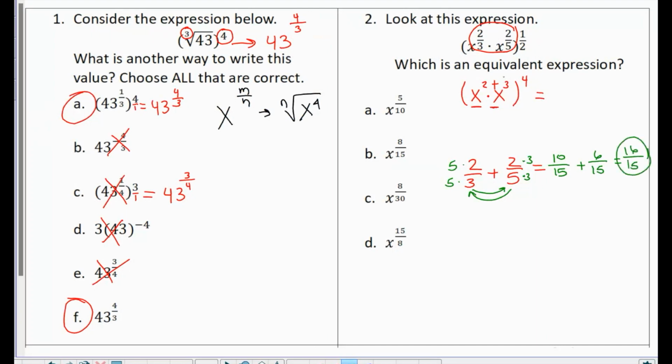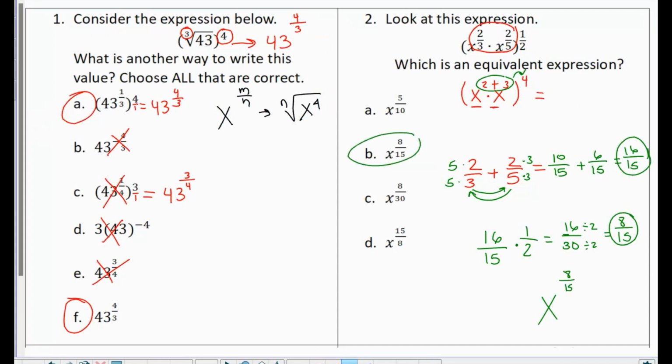Now from there, I get a power to a power. I'm going to multiply it. So I'm going to do 16 over 15 times 1 over 2. And that's going to get me 16 over 30. Okay, 16 over 30 can be simplified. They're both even numbers, so I can divide by 2. That's going to get me 8 over 15. So my final answer is going to be x to the 8 over 15 power, and that is B.